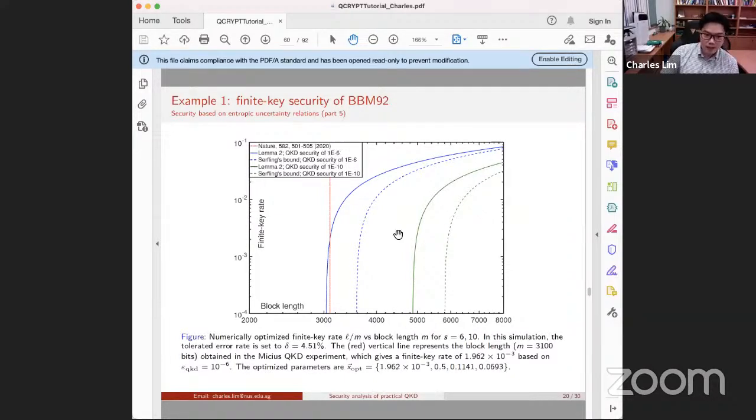But if you were to relax the error and say that I consider, let's say, 1 in a million chance that it will fail, then you might be able to generate more key, right? So in short, what you have here is a very delicate balance between the extractable key length and the security error of the protocol, based on the parameters that you set in practice, right? So this is just one example.